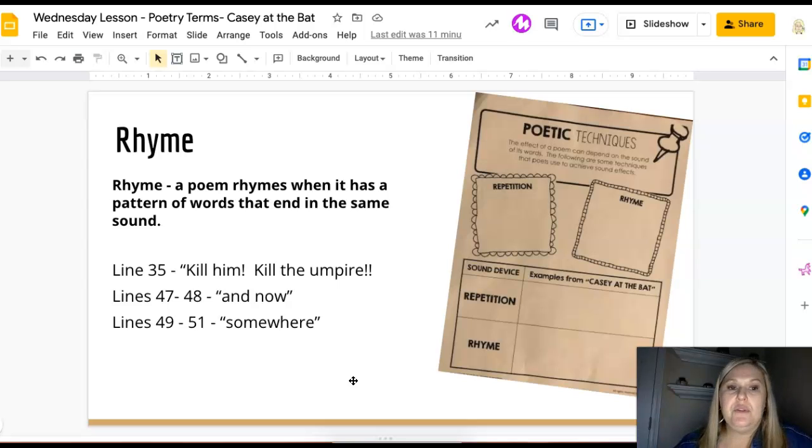Here are some examples. These are the examples from repetition, the ones that you had to find. Line 35 says, kill him, kill the umpire. That's a repetition. In lines 47 through 48, "and now" was repeated multiple times. And in lines 49 through 51, "somewhere" was repeated a bunch. Somewhere, somewhere, somewhere. So those are the examples. These are the examples that you're going to put in under repetition, right under the first line, which was Casey's name is repeated. And then you're going to write the definition for rhyme right over here. Okay, a poem rhymes when it has a pattern of words that end in the same sound.